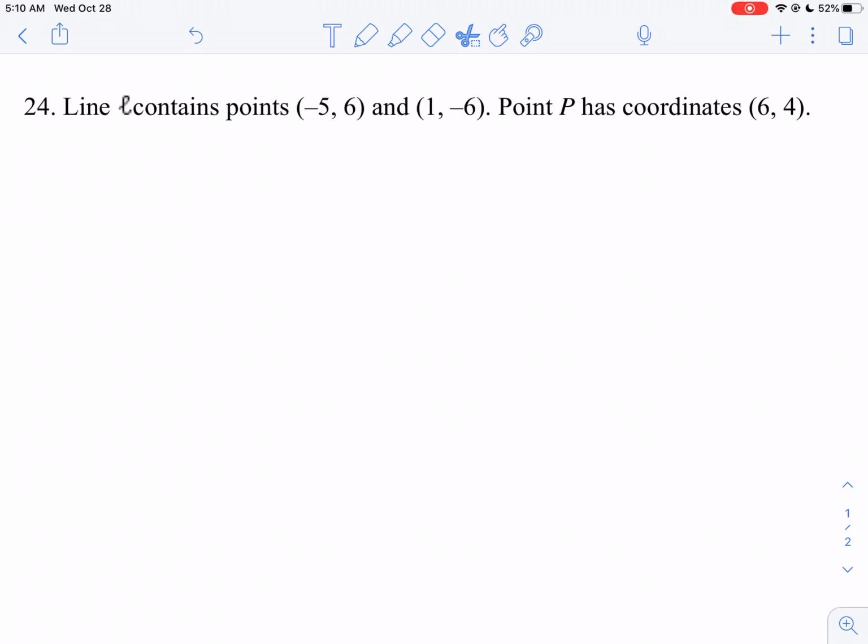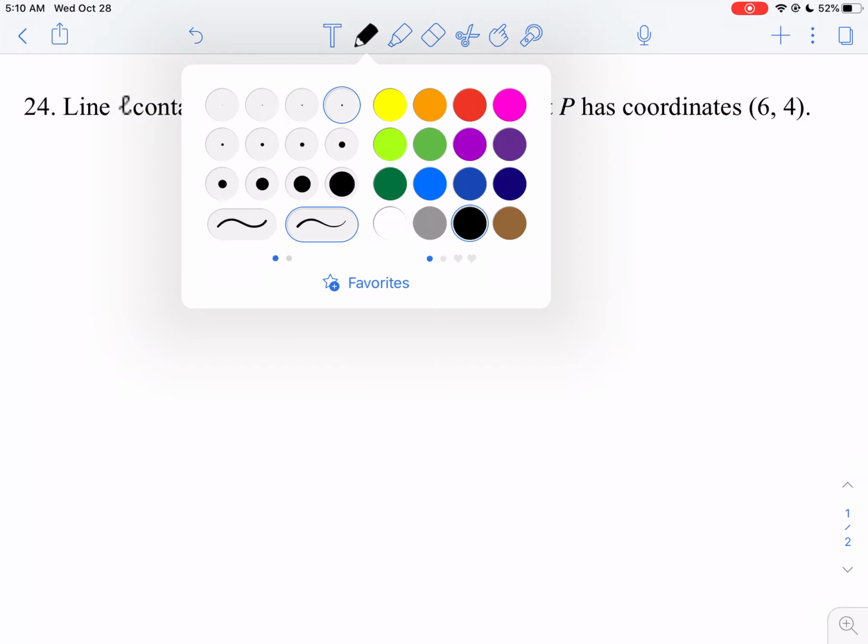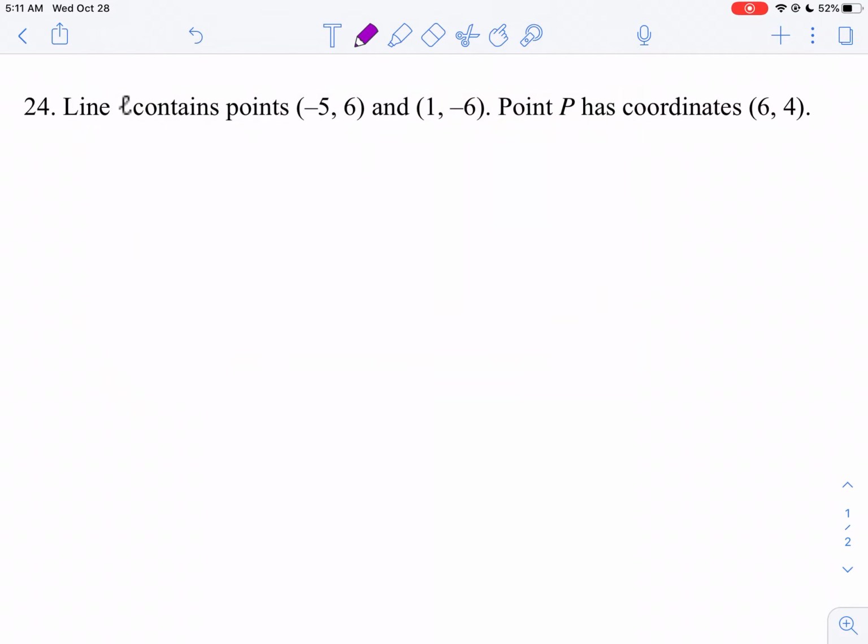Hey, let's take a look at your last question on your practice test. It says line L contains the points -5, 6 and 1, -6. And point P has the coordinates 6, 4, and we want to find the distance between this point and the line. Well, I think the first thing we're going to do is represent this in a sketch.